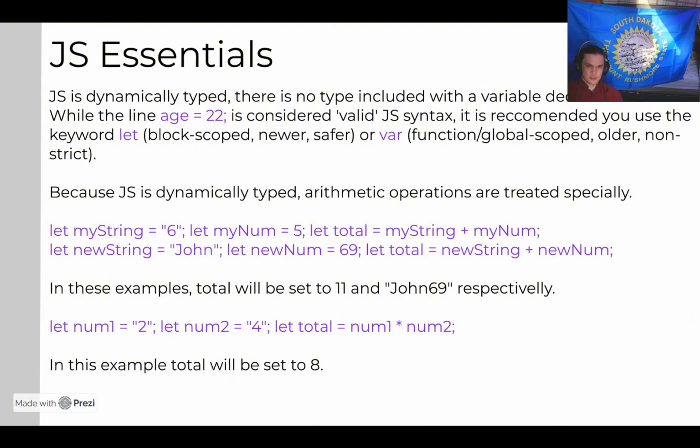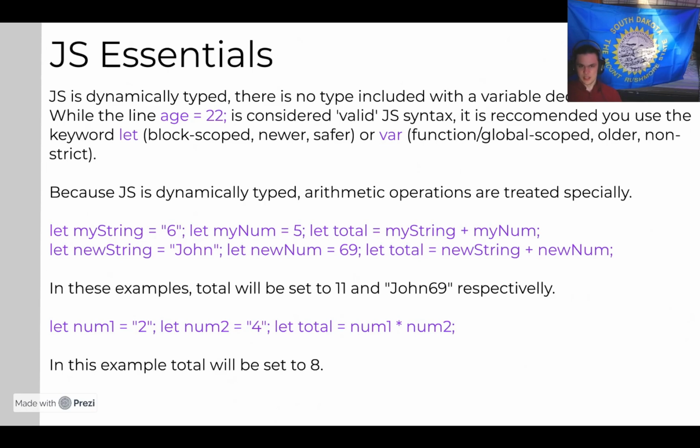So because JavaScript is dynamically typed, arithmetic operations are treated specially. If I have my string equals the string representation of 6 and my number equals the integer 5, and I add them together, it will equal 11. So the JavaScript engine will interpret that string literal of 6 as an integer of 6 because the number 5 is already a number.